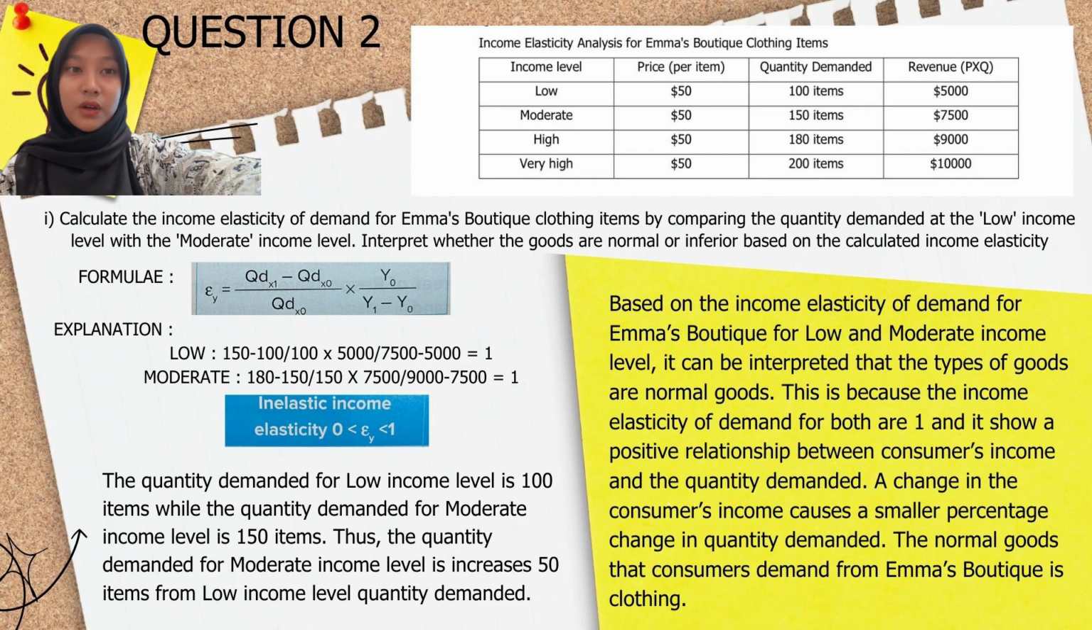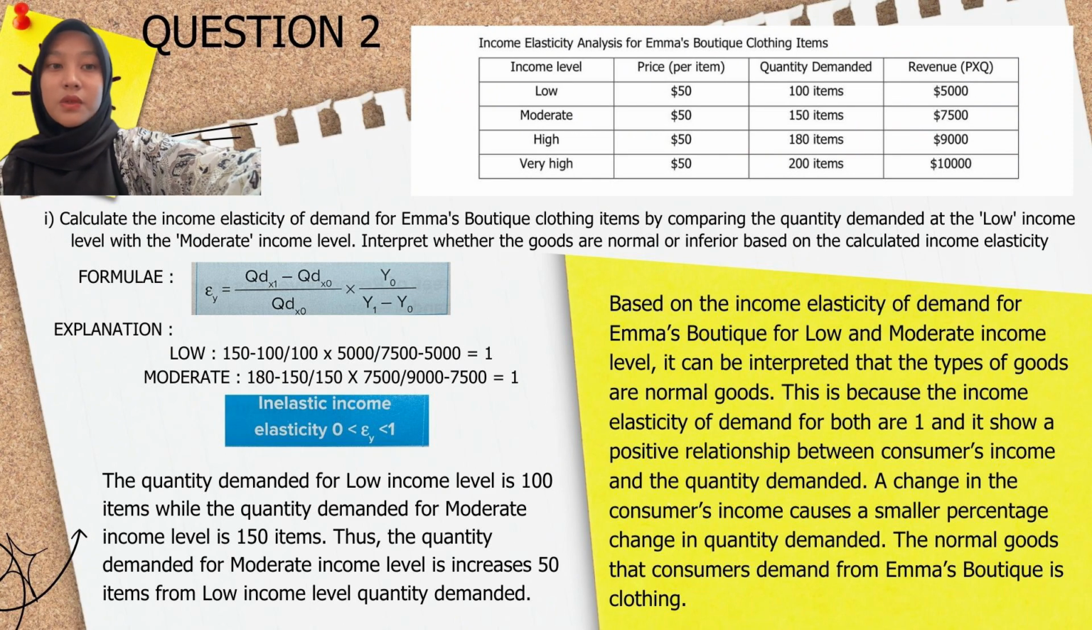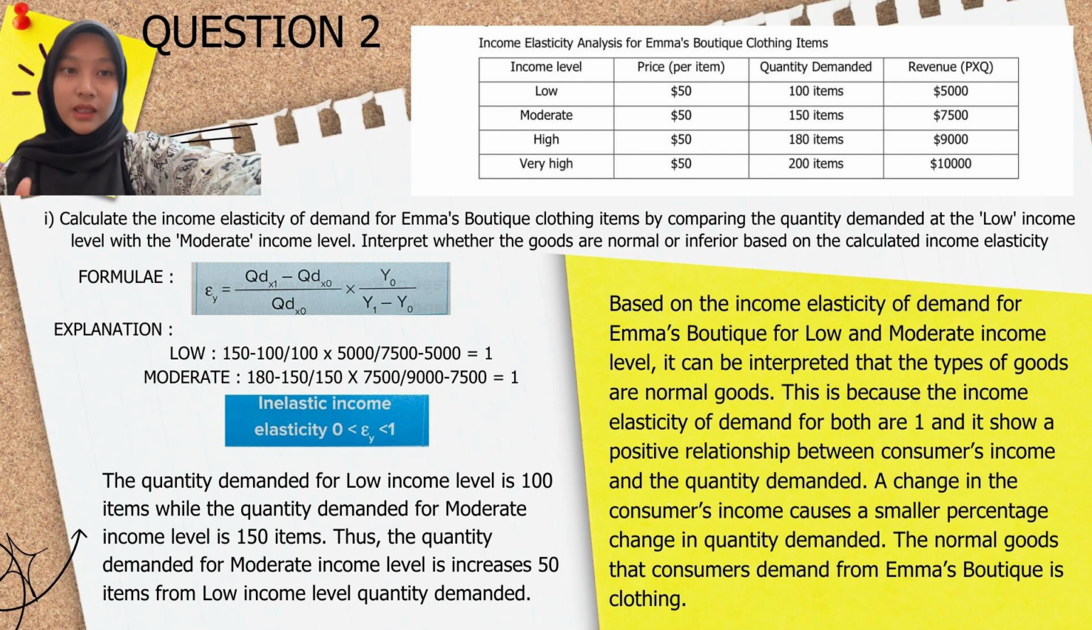The quantity demanded for the low income level is 100 items, while the quantity demanded for the moderate income level is 150 items. Thus, the quantity demanded for the moderate income level increased by 50 items from the low income level quantity demanded. Based on the income elasticity of demand for Emma's boutique for low and moderate income levels, it can be interpreted that the types of goods are normal goods.